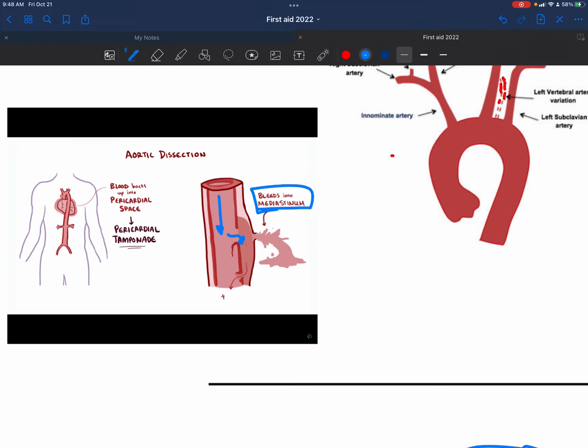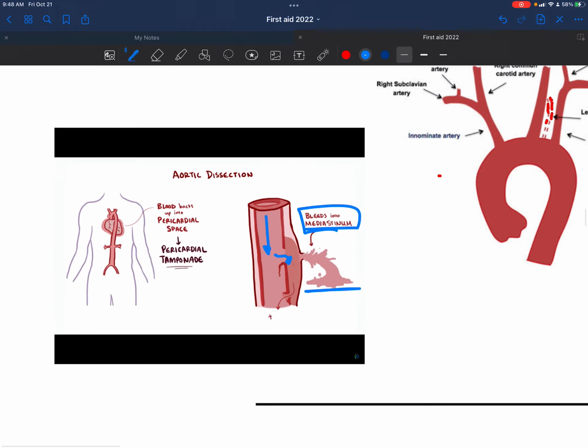And then if it ruptures to the outside, that bleeds into the mediastinum. If the whole wall ruptures, as we said, aortic rupture, then this would bleed into the mediastinum, of course. But if it stays around the heart, like in this case, that's how it's causing cardiac tamponade, because it's pressuring the heart.